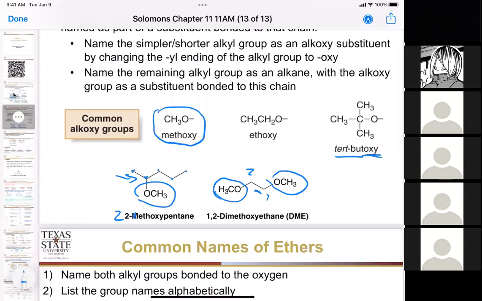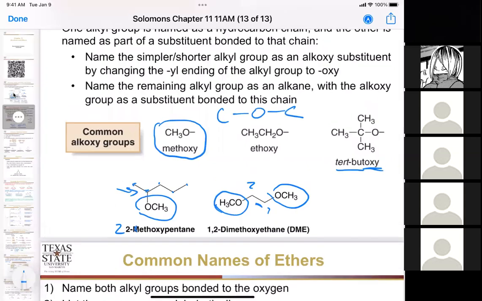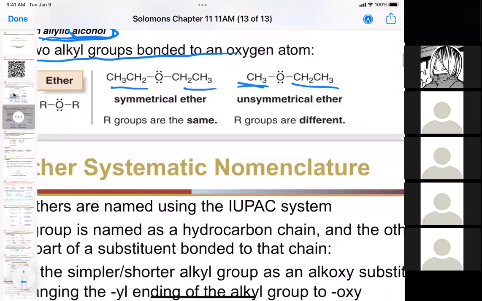Like, just because it's bonded to the O? If it's got a carbon, oxygen, carbon bond in it, one of those 2 sides is going to be shorter. And whichever side is shorter is the pendant group. So let's look at how we would IUPAC name this one up here.